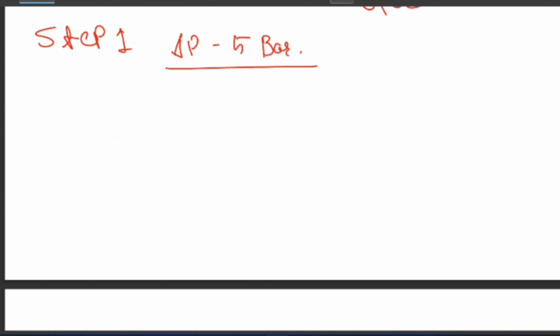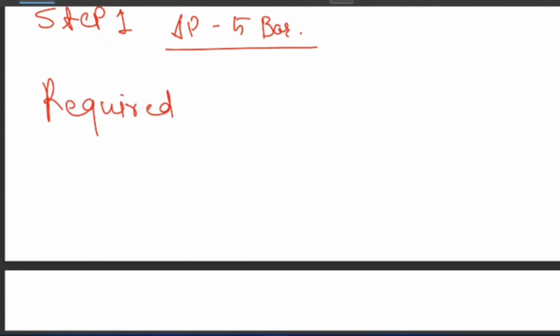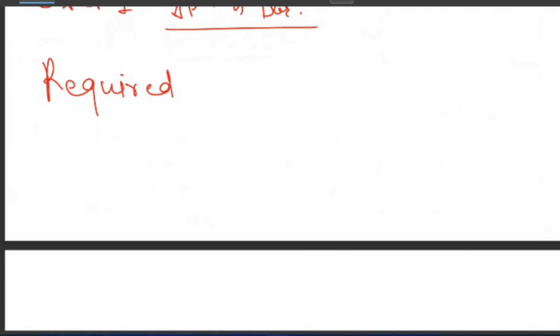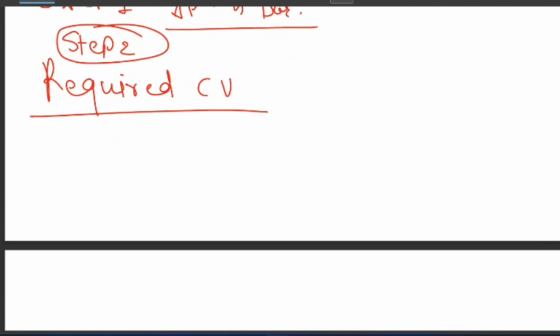So step 1, delta P is 5 bar. Then required CV. Now we are the responsible people for calculating the CV. This is step 2, required CV. We require a CV to size any control valve for liquid service.